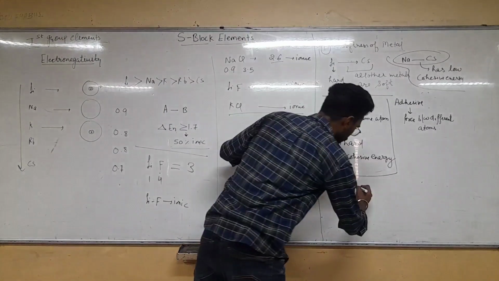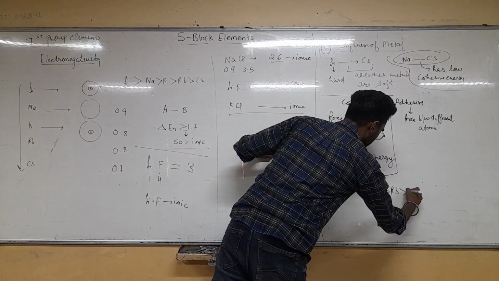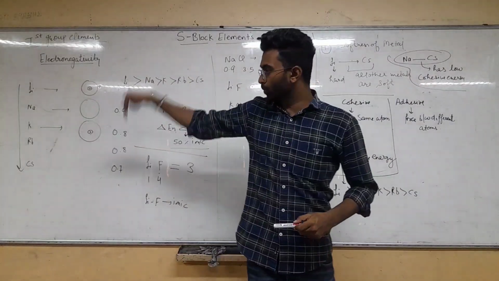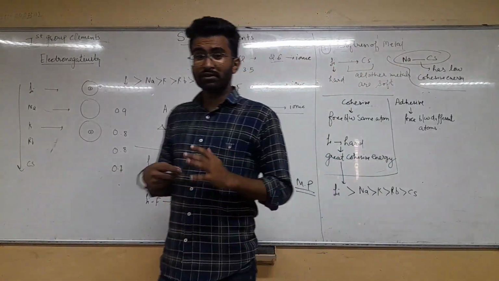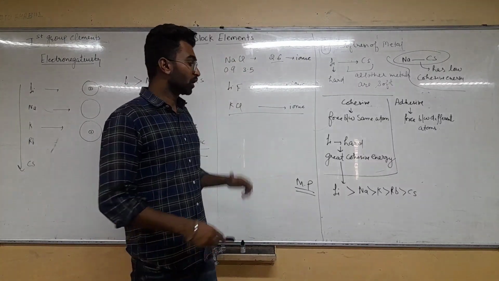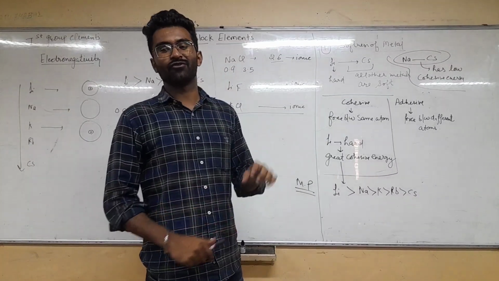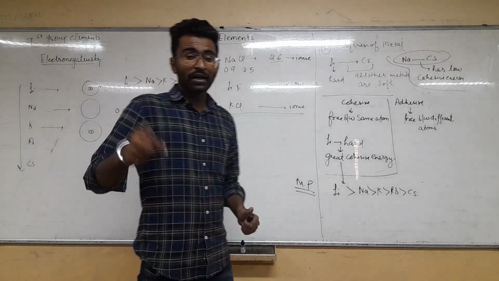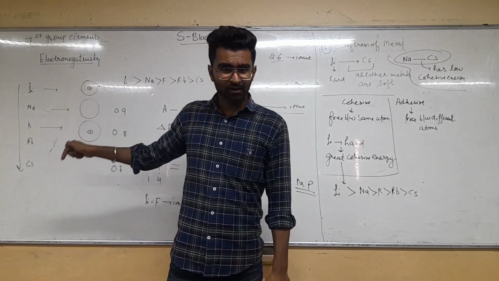So sodium, then potassium, then rubidium, then cesium. This is the reason why the melting point decreases going down the group. What is the reason? The reason is the cohesive energy. As we go down the group, the cohesive energy decreases. And now the question is why it decreases. Going down the group, the size is getting larger.